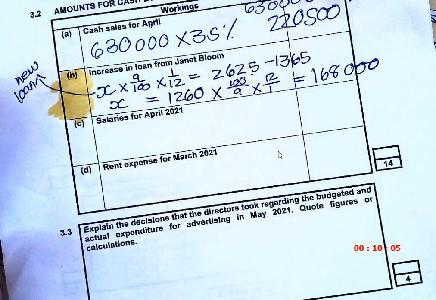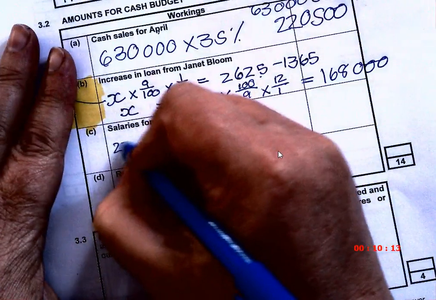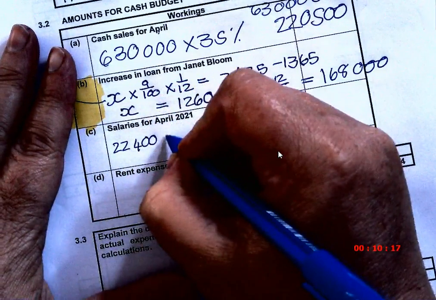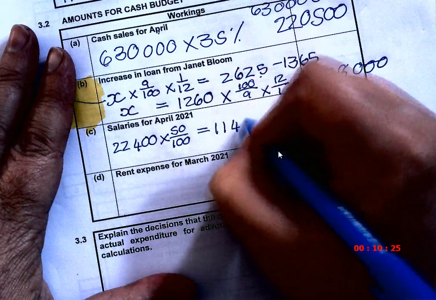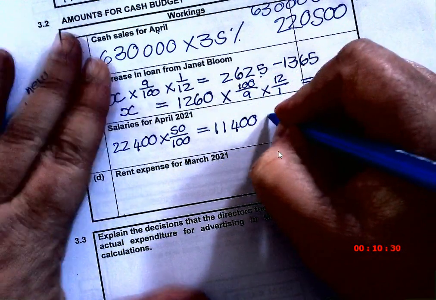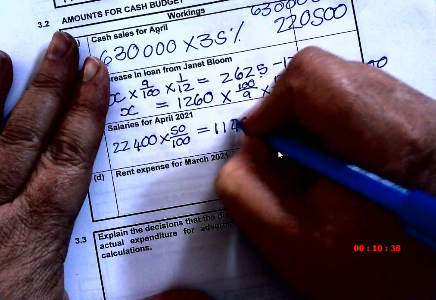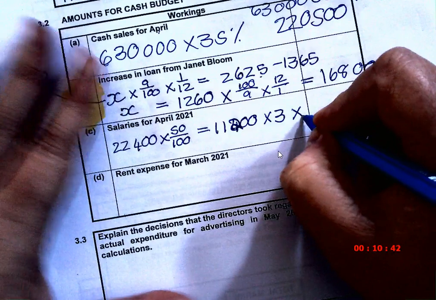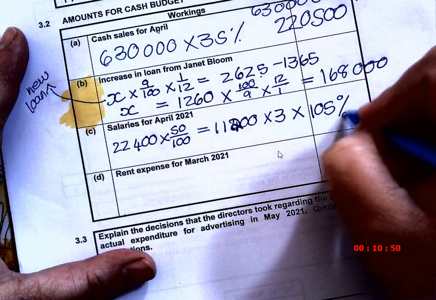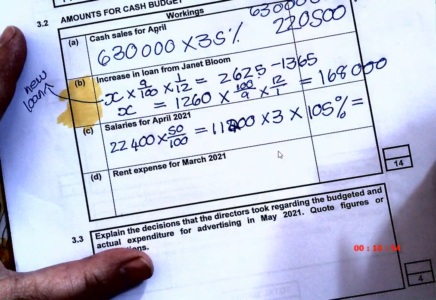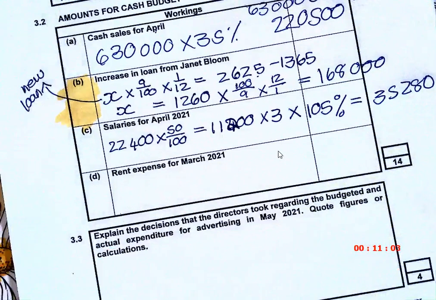Okay. So this is what I'm going to do. What did they give me? They gave me March. So I know 22,400. Right? Times 50% or divided by 2 gives me what it is per worker. Okay? So if I times that with 3, I will get the total. 11,200, sorry. And then I times it with the increase of 5%, which is 105%. And that gives me what? What does that give me? Okay. Good luck.